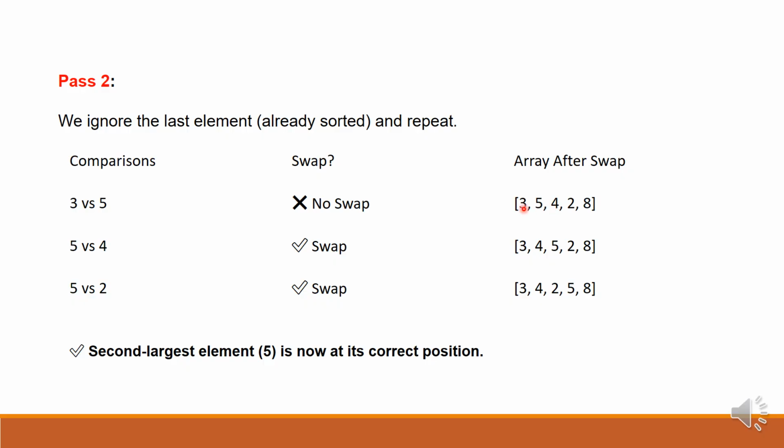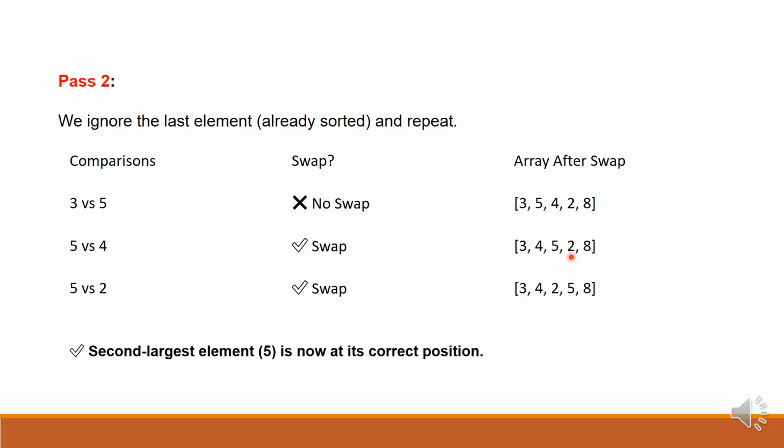Now I am talking about the second iteration. 3 with 5, no swapping. 5 with 4, swapping is required. So now 4 will be shifted here and 5 will be shifted here. Now 4, 5, 2, 8, and the remaining will be the same as it is. Next, 5 will be compared with, here there is a small mistake, you can see. 5 will be with 4 anyway. Now it is sorted.